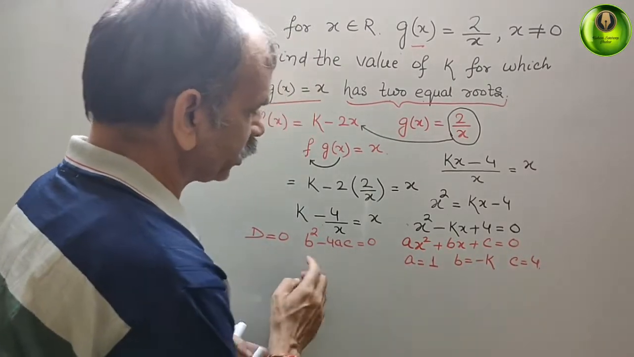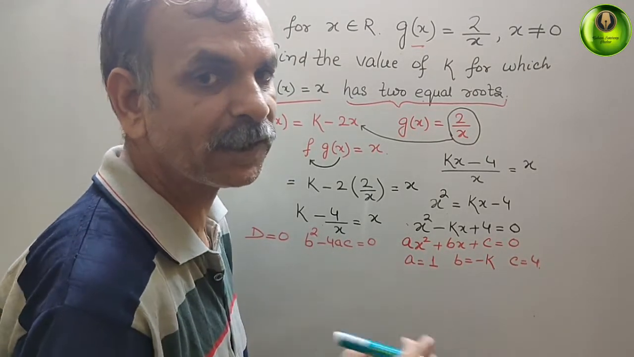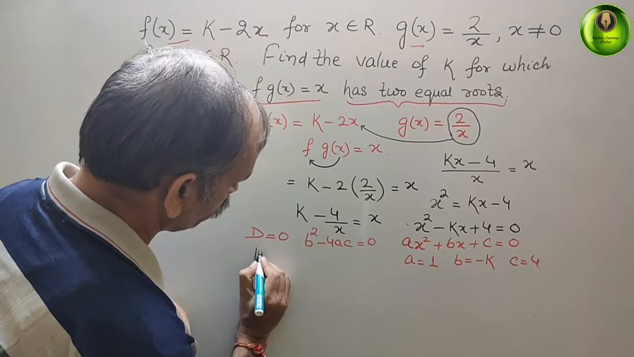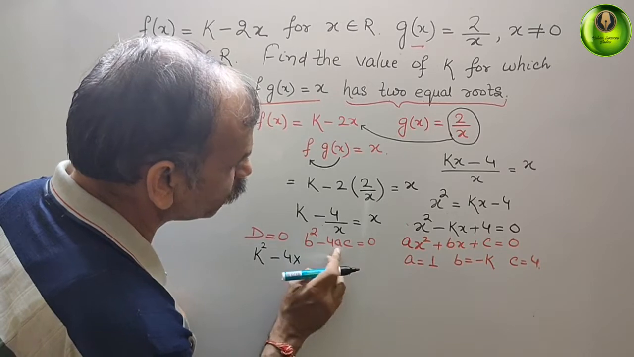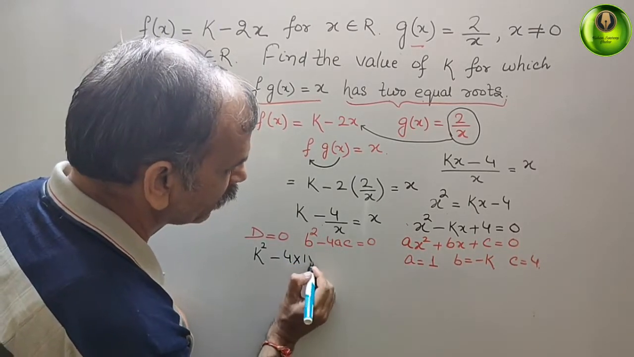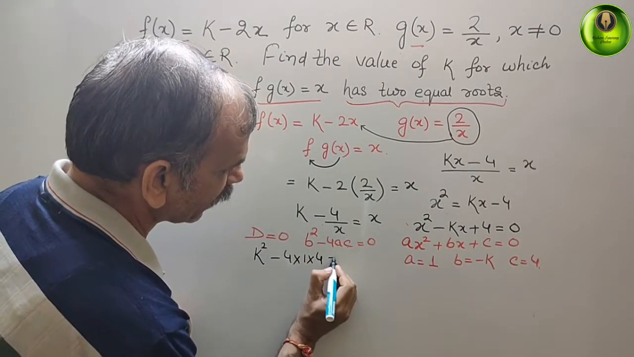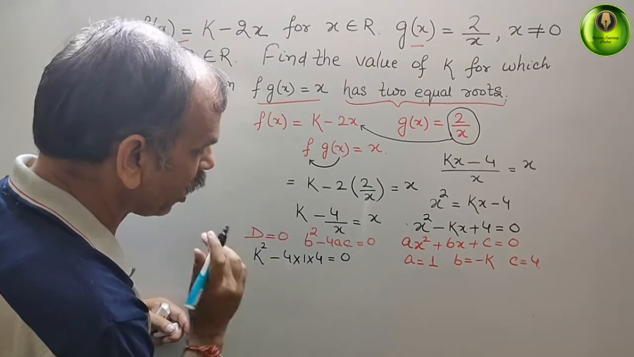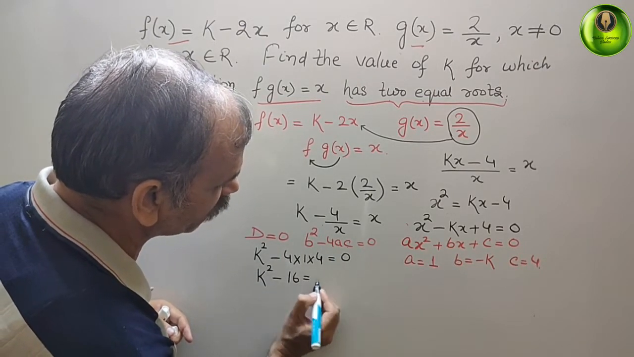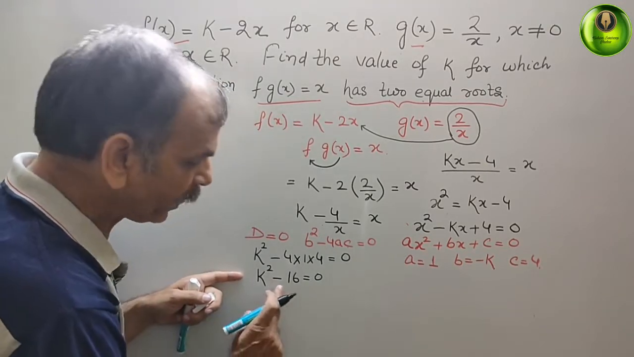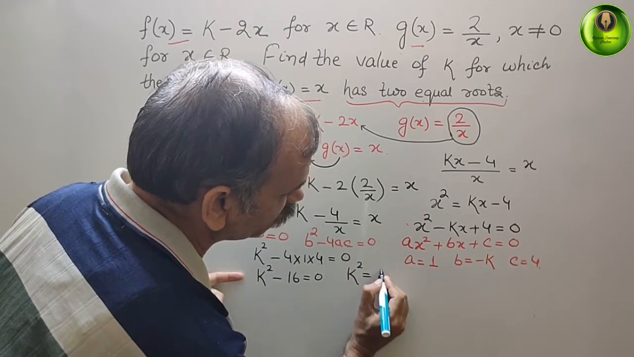Substitute these 3 values here. So b square, that means minus k square is nothing but k square, and here minus 4 into a, a is 1, into c, c is 4. So here that is equal to 0. Now you will get k square minus 16, that is equal to 0. Bring this to right side. You will get k square is equal to 16.